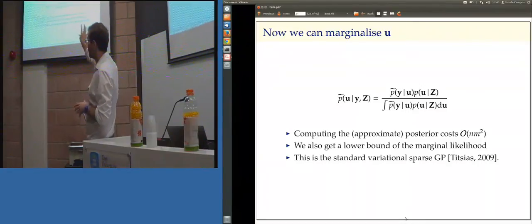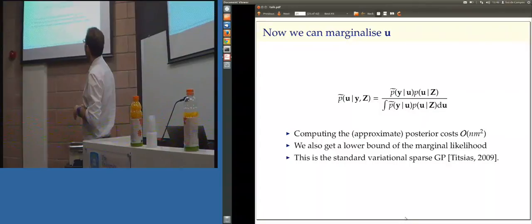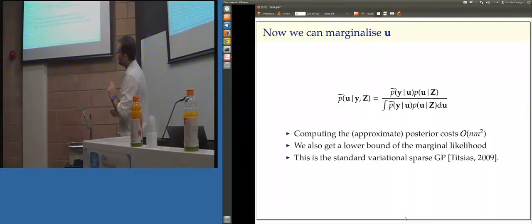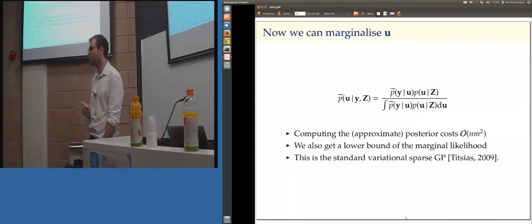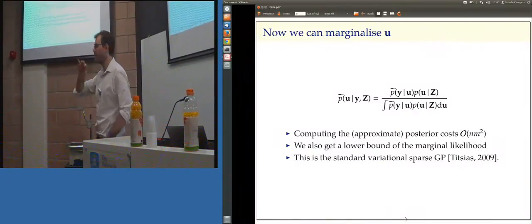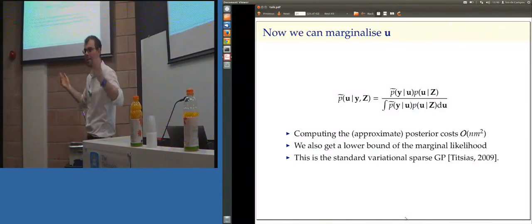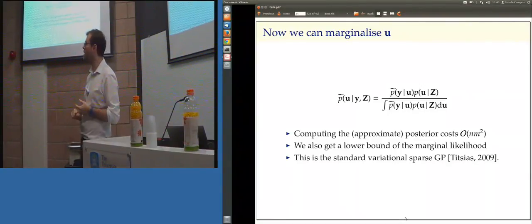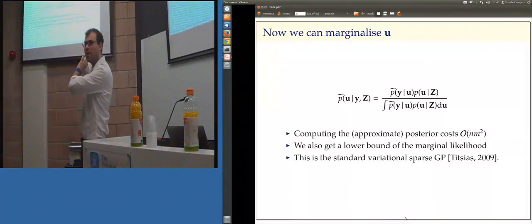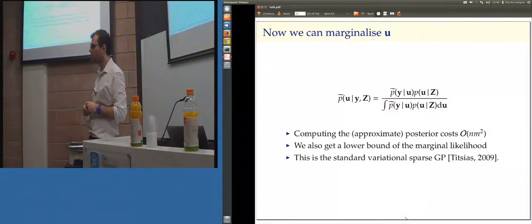So if you want to see exactly this method, you can go and read Mikhail Titsias's paper from 2009. But I'm saying this doesn't scale to big data yet. What I can tell you is that that posterior is a Gaussian in u. So you can do the linear algebra and it turns out to be some nasty thing, but it is a Gaussian with some mean and some covariance matrix, which are some function of the covariance matrices that we've been through in the rest of this talk.